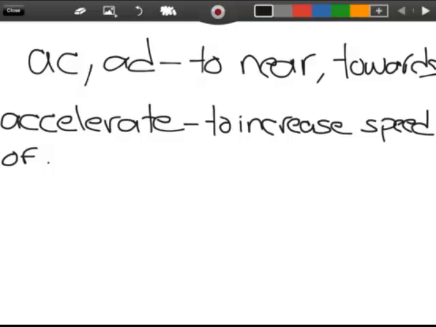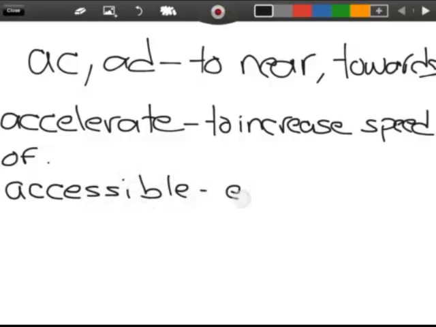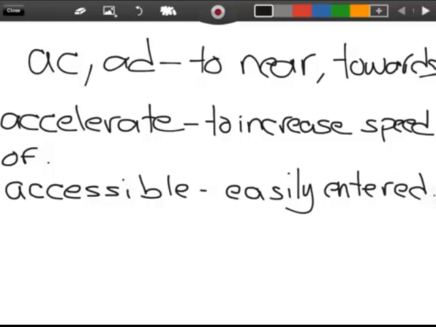Our second word is accessible. Accessible, meaning easily entered. Excuse me, I spelled that wrong. Made a small mistake. Easily entered.